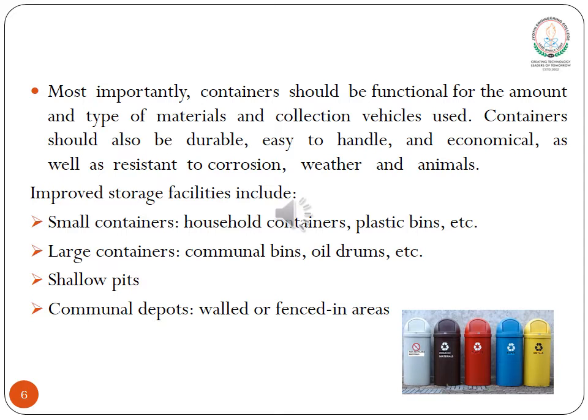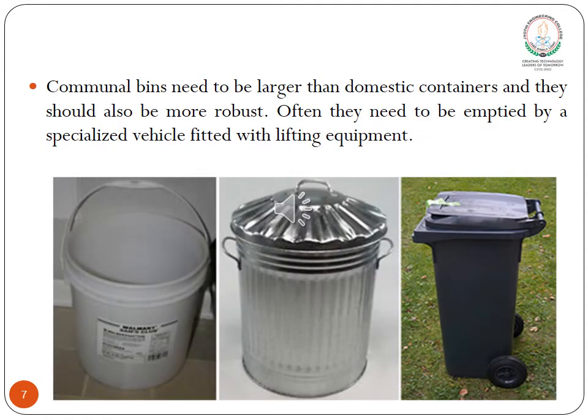In residential areas, the waste is collected manually, and metal or plastic containers are typically required for waste storage. Some of the improved storage facilities are small containers, which are used for household containers, plastic bins, etc. Large containers are used for communal bins, oil drums, etc. Shallow pits and communal depots are used in the walled or fenced in areas.